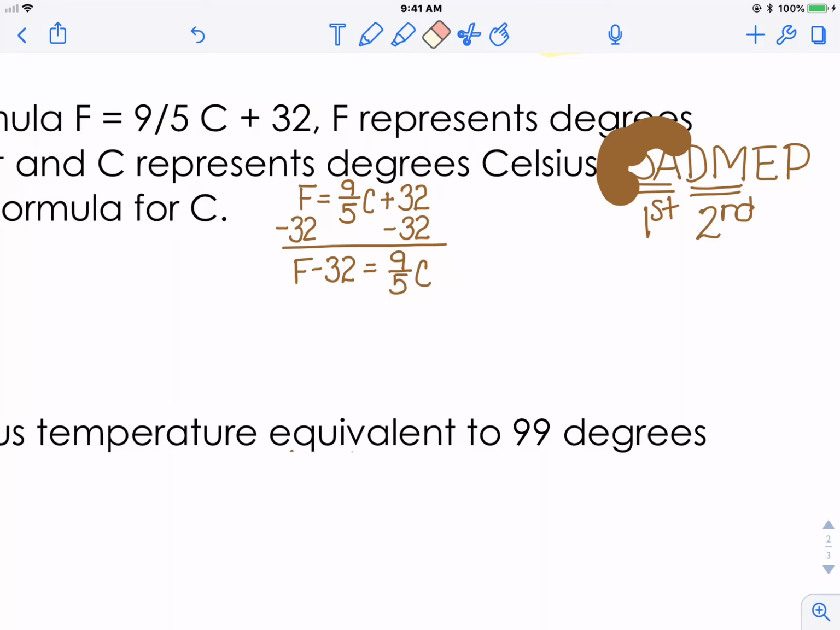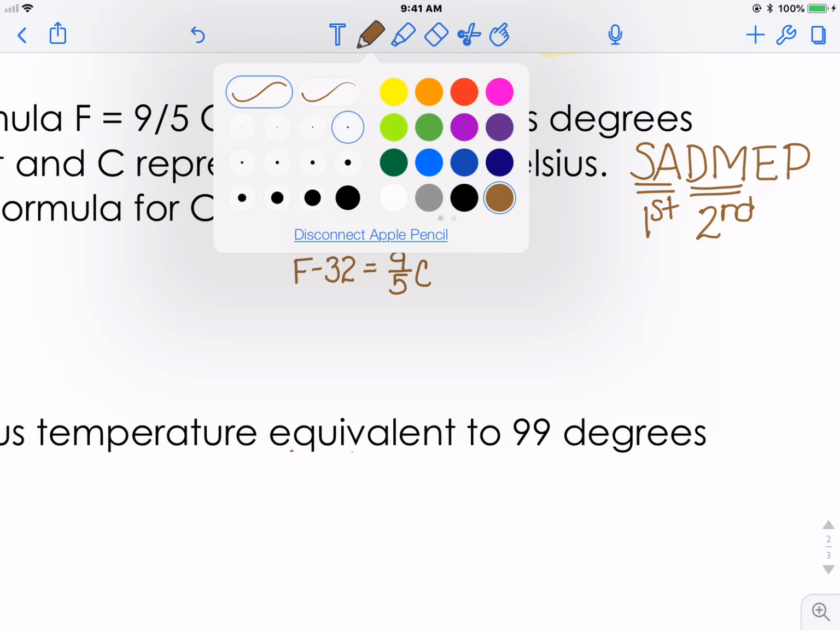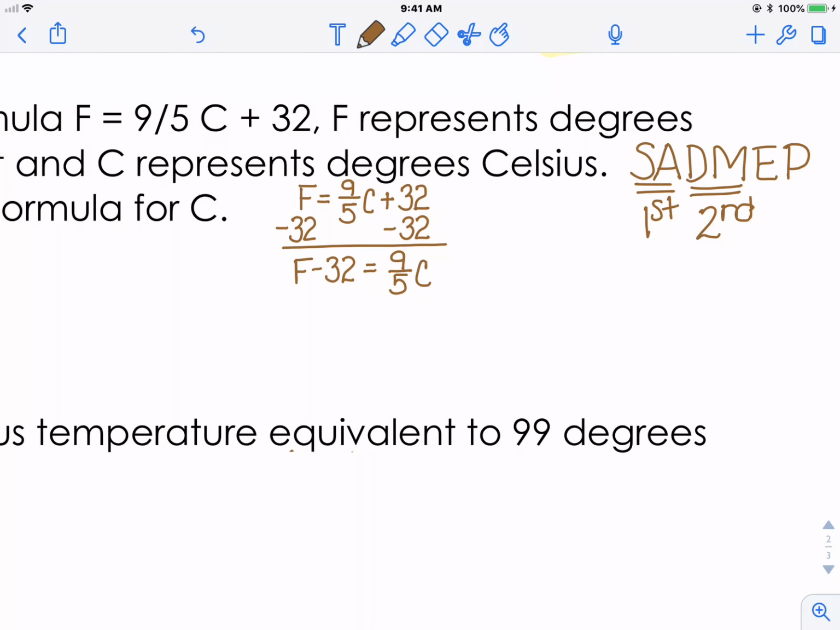Let's try that again. I already took care of the adding and the subtracting. So now I need to take care of undoing the dividing and multiplying. So on that 9/5 side, I'm going to multiply both sides by 5. When I multiply this subtract term by 5, I need a parenthesis so that it will distribute over the 5.